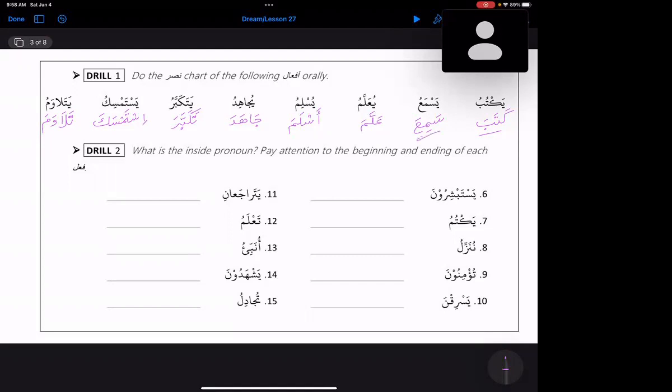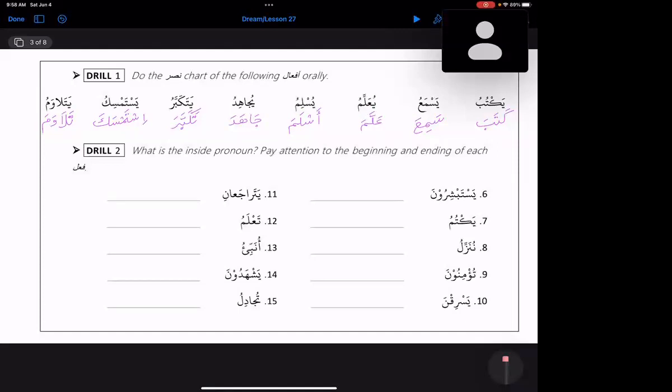Then sami'a, he listened. Allama, he taught. Sister, I have a question about kataba. I remember the ayah from Surah Baqarah. It doesn't say kataba, it says kutiba. So yeah, that is majhul, that is passive. Okay, we will learn that later.